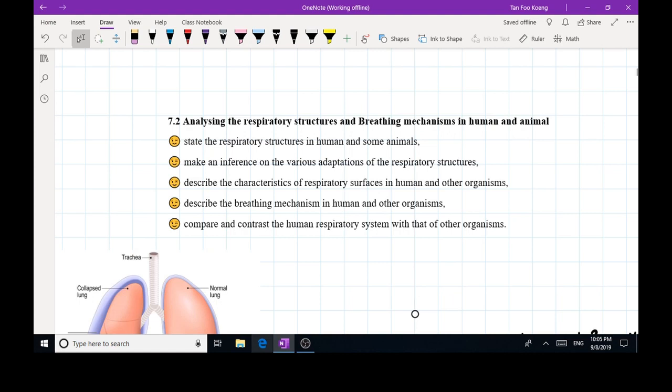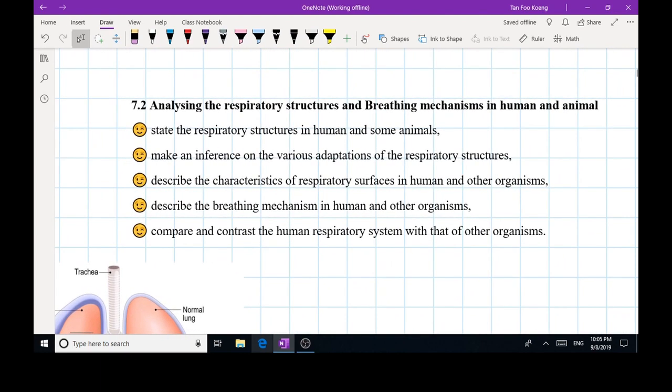Hi, welcome back. So today we are going to continue to talk about the respiratory system. These are the learning outcomes that we are going to achieve at the end of this class. Number one, state the respiratory structures in human and some animals. And we are going to look at what the animals are.